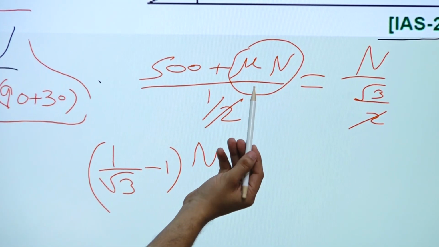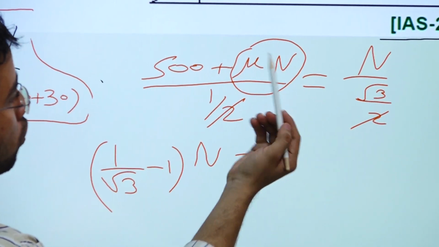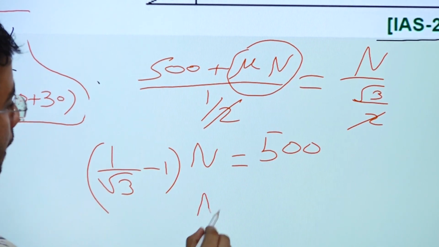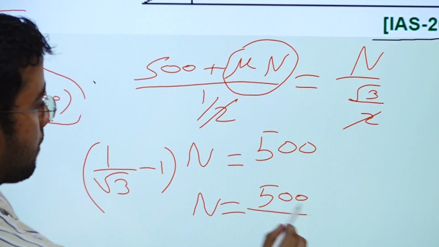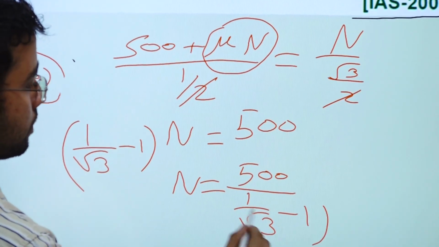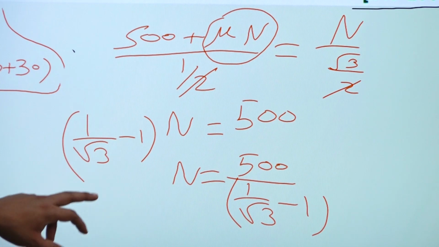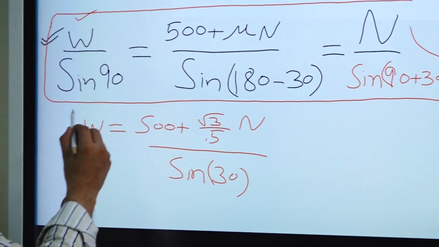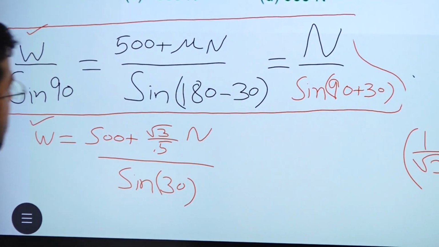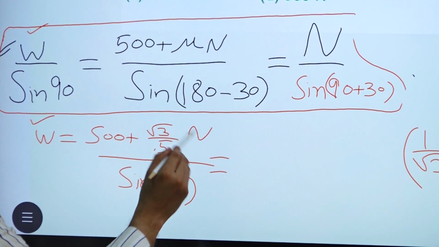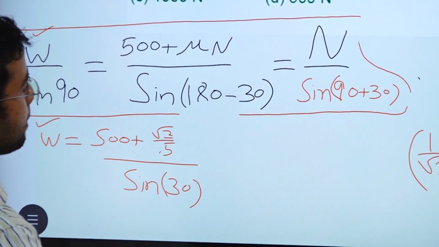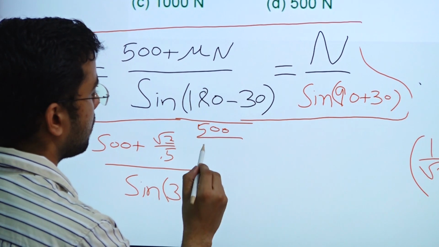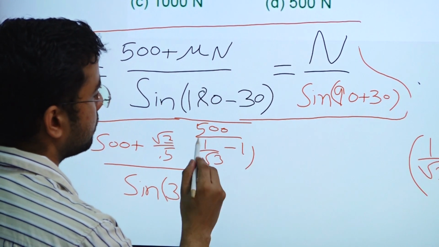So what I did? I took this part to the RHS and then I took n common. And this 500 will come, right? So n will be equal to 1 by root 3 minus 1, right? Now we have to put this value of n here. When we put this value here, then we can find out W. So simply I will put the value of n here. N is equal to 500 times 1 by root 3 minus 1.